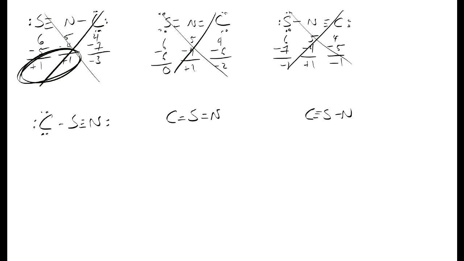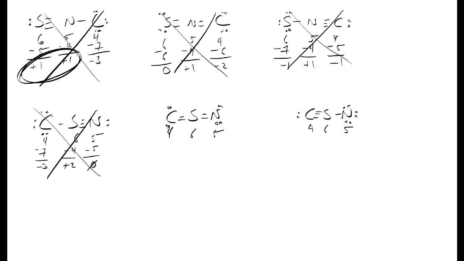Drawing molecules as quick as I can. Four, six, five, four, six, five, four, six, five. All right. So 4 minus 7, ooh, negative 3. 6 minus 4 is positive 2. 5 minus 5 is 0. Oh, that's ugly, hideous, awful. I hate it. 3 and 2, oof.